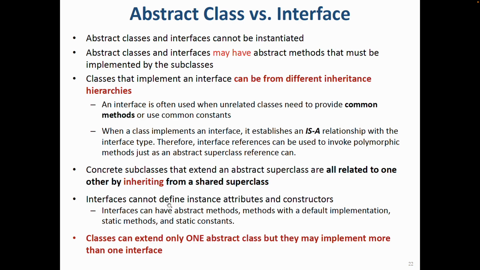And in an abstract class, due to the inheritance, we can extend only one, but in an interface, we can implement multiple interfaces. And in an abstract class, we can define constructors because they are eventually in an inheritance relationship. They have a relationship with an object, but in an interface, we don't have the constructors. We don't have the instance attributes. So this is the main difference.